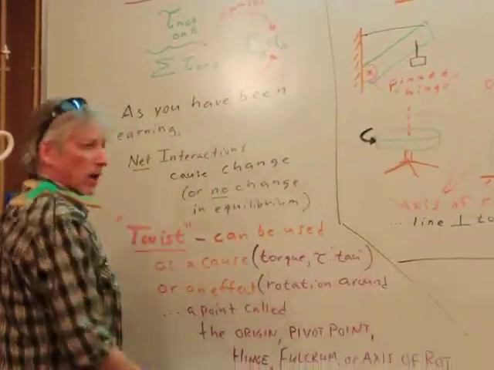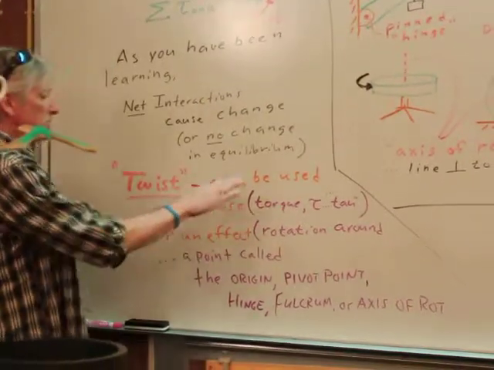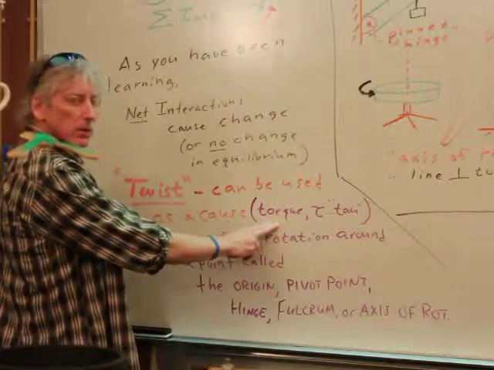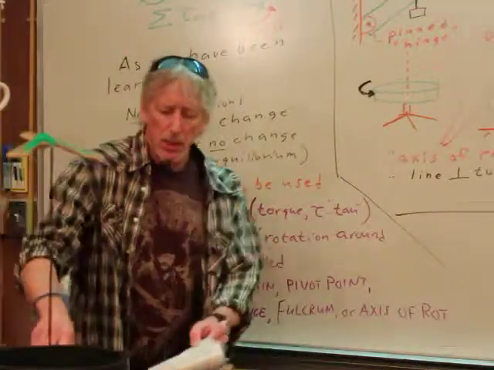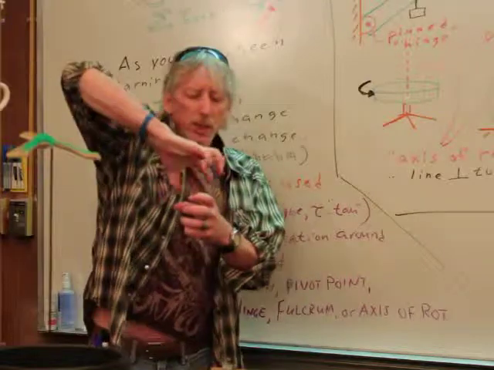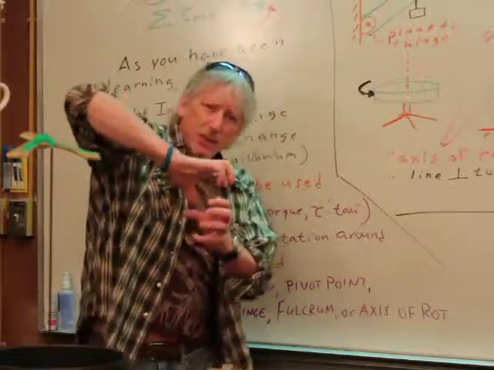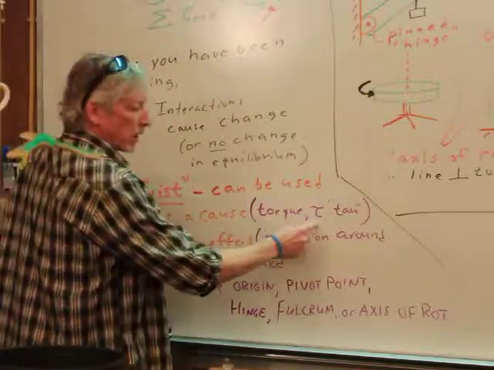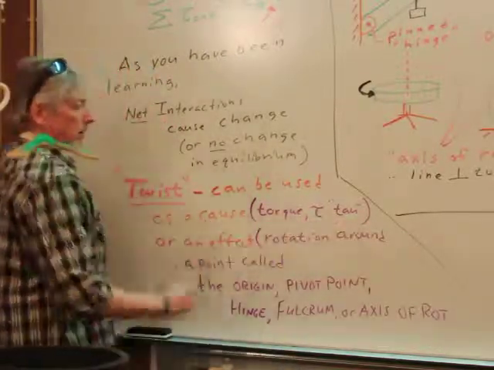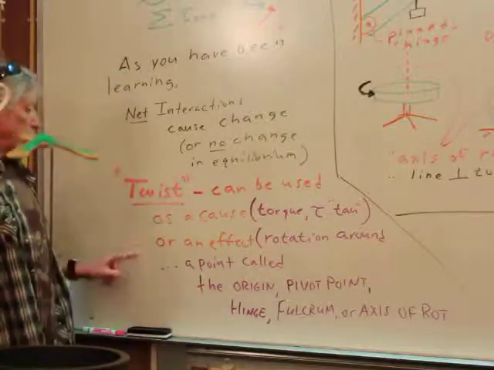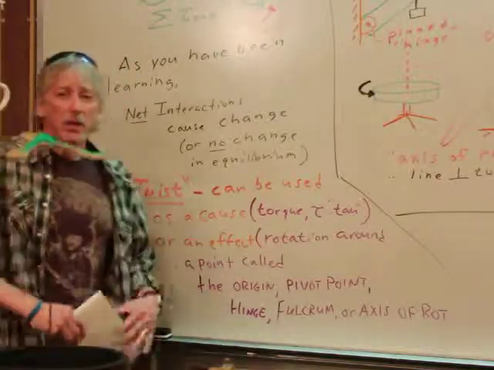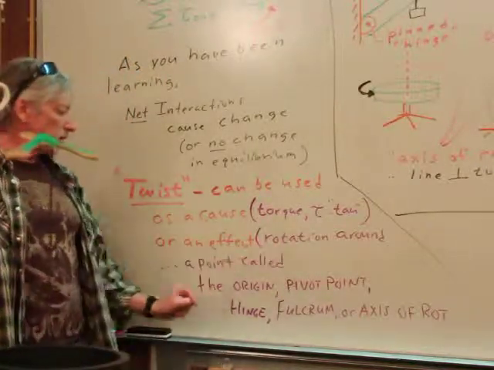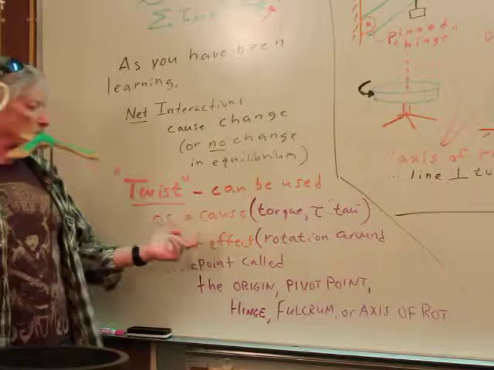The term twist is often used, sometimes loosely. It can be used as a cause, which we'll call the torque. So you can say, I take a jar and I twist it, I cause the lid to turn. We often use the Greek letter tau, which is a curly thing right there. Or the word twist can be the effect. It's what happens. It twists. It rotates around some point. So twist can be a cause or effect.